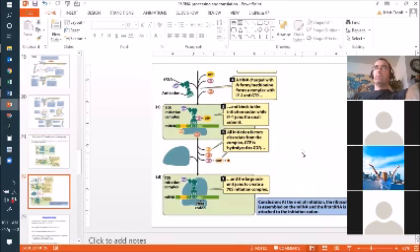For, I guess, step 5 and 6. Well, 4, 5, and 6. It forms an IF2 and GTP complex, and then binds to the initiation codon. How does it go from 5 to 6?